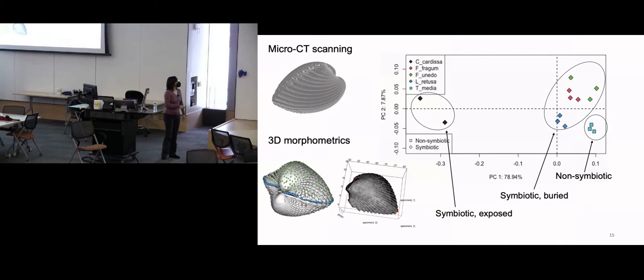And then we have this extreme species, which is symbiotic and is constantly exposed to the sun. So from even this initial analysis, you can already see that a large amount of the shell variation is associated with habitat specialty or light availability, right? So how do they change?